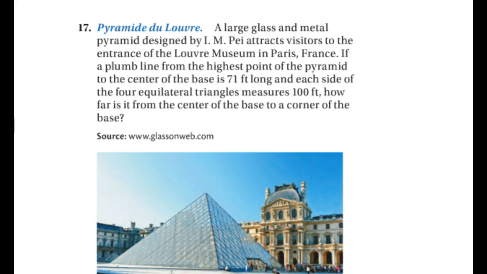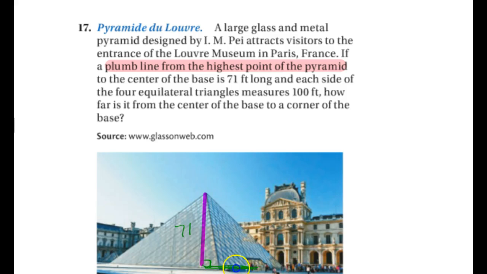Reading this problem, the first thing I see is a plumb line is dropped, and that's going to go straight down to the bottom. Oh, and they tell me that it's 71 feet, so I'll label that 71, and I assume that's going to create a right angle down here.